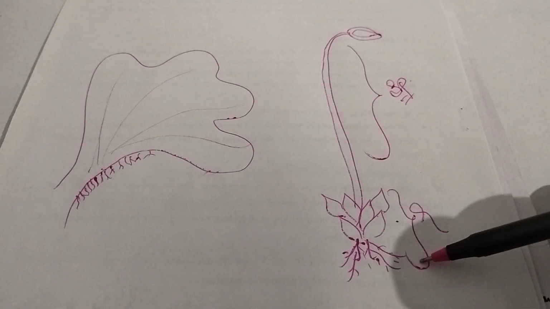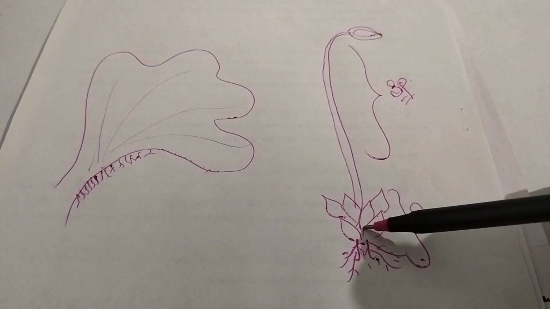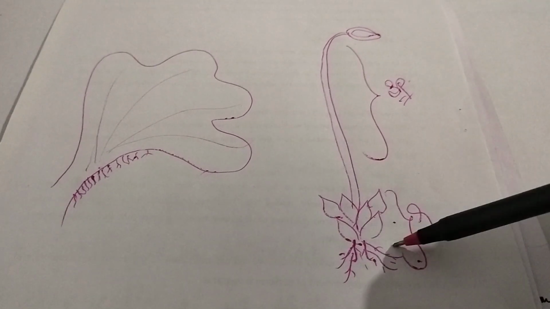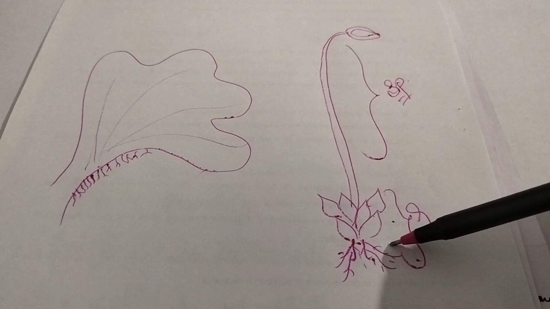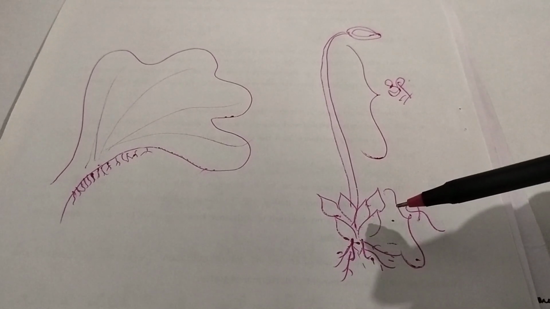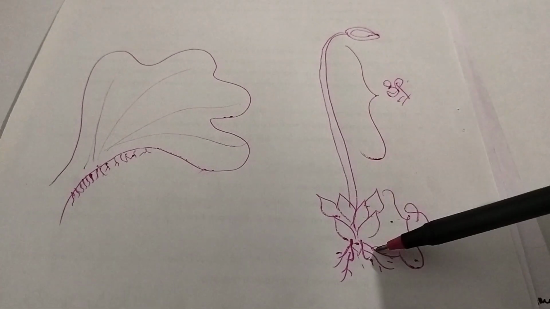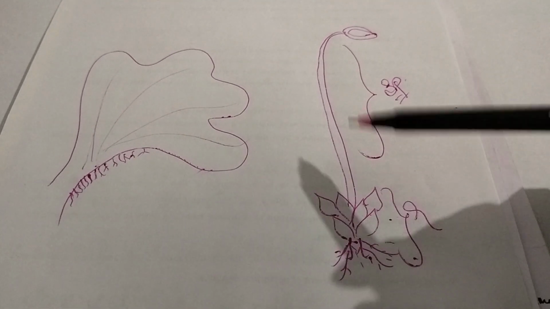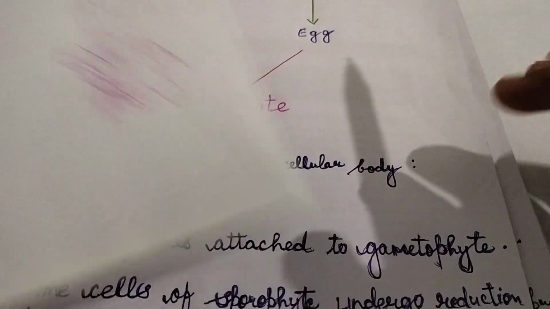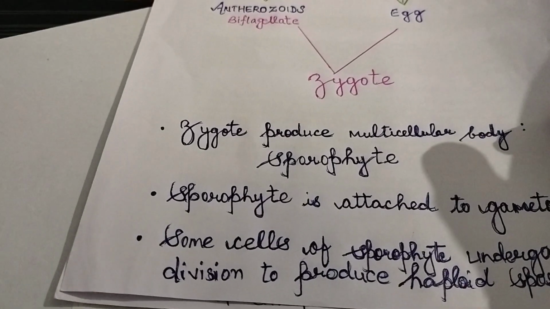And as you know, the gametophyte is photosynthetic. The main plant body, as we discussed, is the gametophyte. It is photosynthetic, it produces food. So this sporophyte is attached to the photosynthetic gametophyte and derives its food from there. The life cycle is completed in two phases, sporophyte and gametophyte. The sporophyte is a multicellular body produced from the zygote and it is attached to the gametophyte for its nourishment, as the gametophyte is photosynthetic.